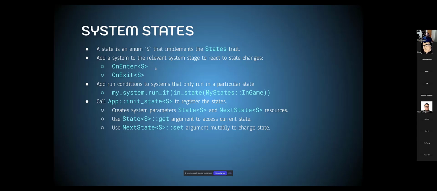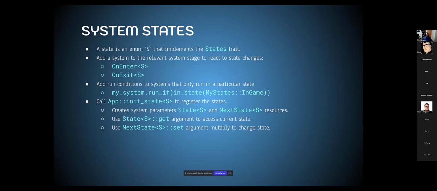So what happens when you implement system states? You essentially need to add a system to the relevant system stage to react to state changes. For example, say I have a system that says, okay, when I press the escape key, I'm going to go into the pause menu. You need another system to say what happens when you enter the pause menu. So you would call the add systems call, but the system stage you would use would be on enter, passing the enum type, which is your state machine. And you could do the same for on exit.